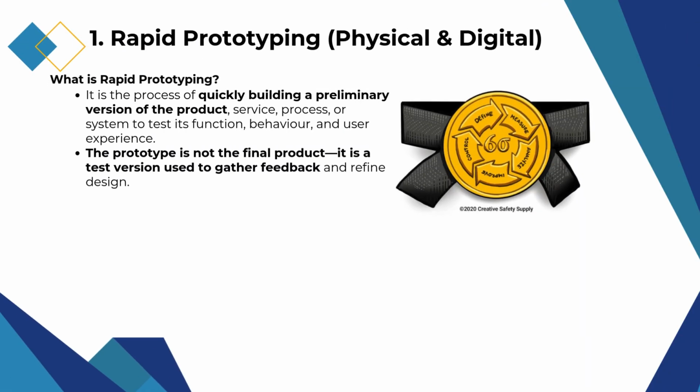Rapid prototyping is the process of quickly creating a preliminary version of a product, service, process, or system to test its functionality, behavior, and user experience. This prototype is not the final product. Instead, it serves as a test version that allows teams to gather early feedback, identify issues, and refine the design. By testing ideas at an early stage, rapid prototyping helps reduce risk, save time and cost, and ensure the final design better meets customer needs and performance expectations.